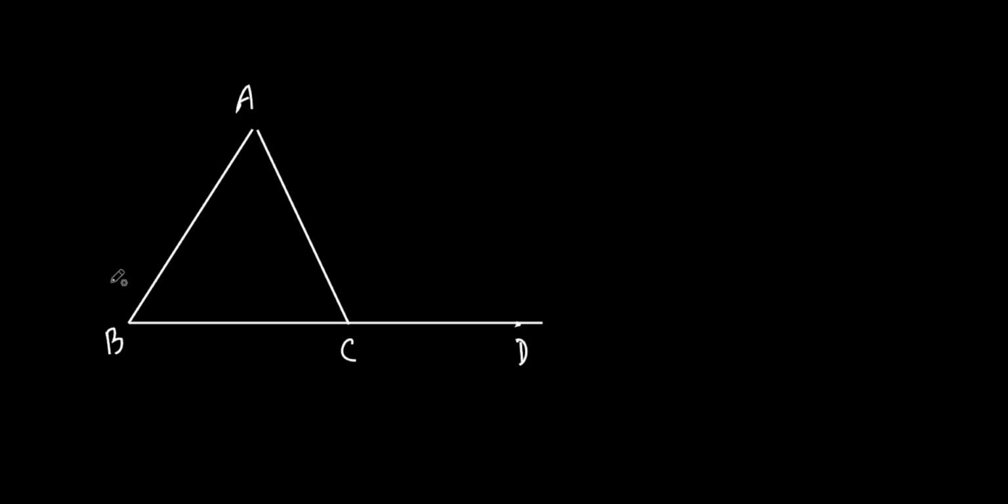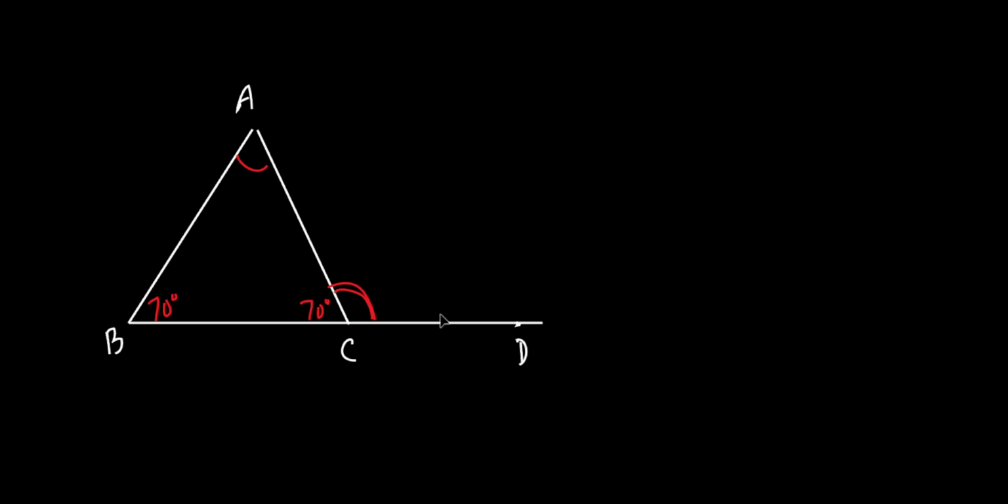Here's what they tell you. They tell you that this down here is, let's make it 70 degrees. It's not drawn exactly 70, but it's close enough. And what you want to do is find these two angles. You want to find angle A, and you want to find angle ACD, which is this one right there.